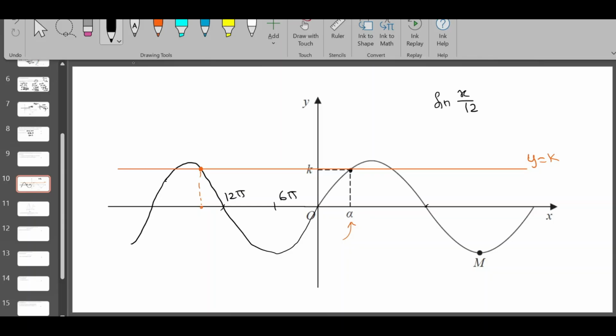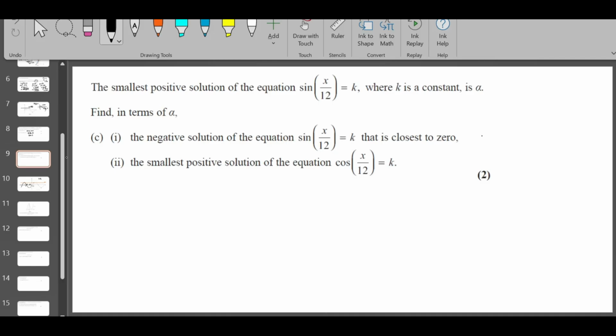And the point of intersection of the graph and the x-axis, right? From that point to this distance is alpha. So this distance is also alpha. Sorry, this is minus 6 pi, minus 12 pi. So the answer for this one is minus 12 pi minus alpha. You don't need to show any work.